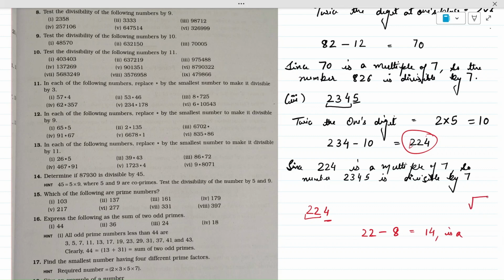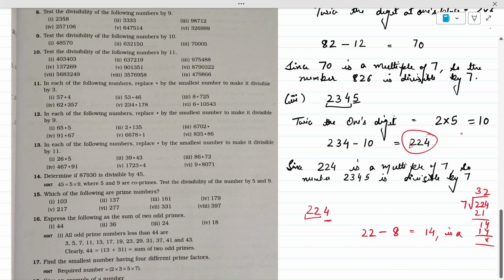Otherwise, what you can do is a division. 7 3s are 21, 7 2s are 14. So there is no remainder, right? This is totally divisible. That means this complete number is totally divisible. It is up to you which way you want to take.